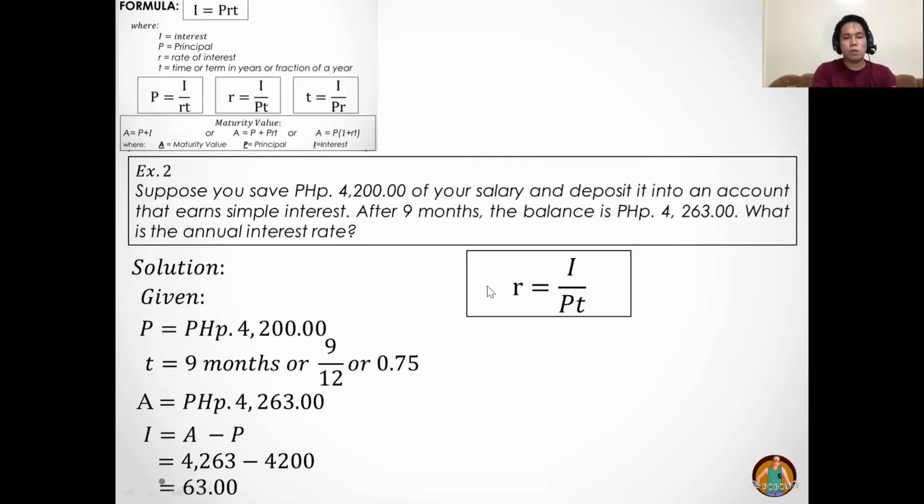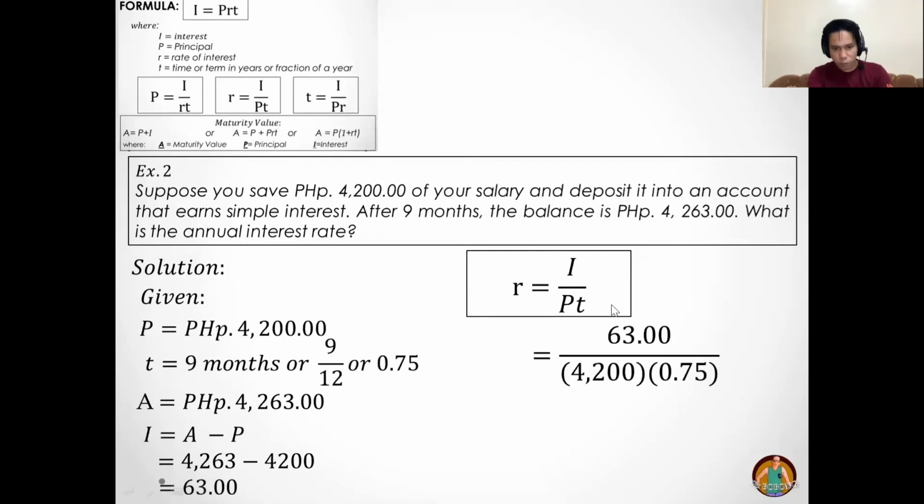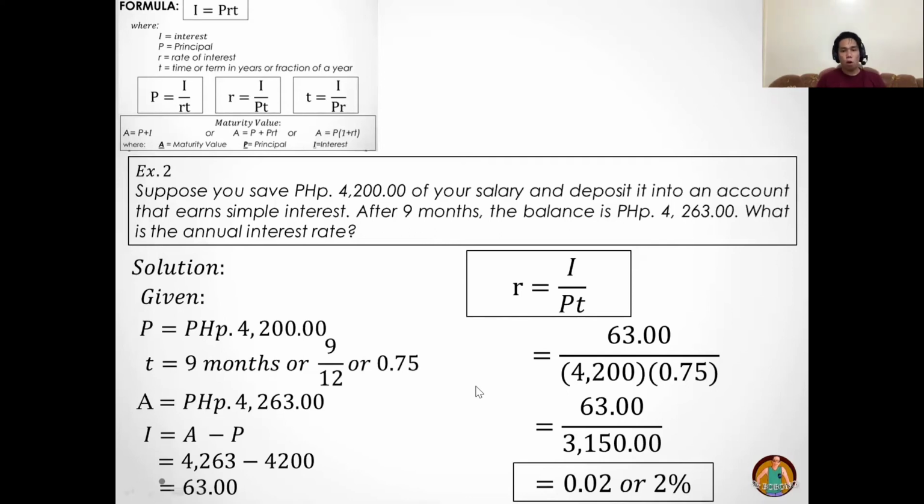So may I na tayo, so we can now use the formula and substitute everything. Okay, so our I is 63 pesos, our capital P or principal is 4,200, and our T is 0.75. So multiply 4,200 times 0.75 will give us 3,150 pesos, and 63 divided by 3,150 pesos will give us 0.02 or 2%. Okay, sige. Naintindihan?